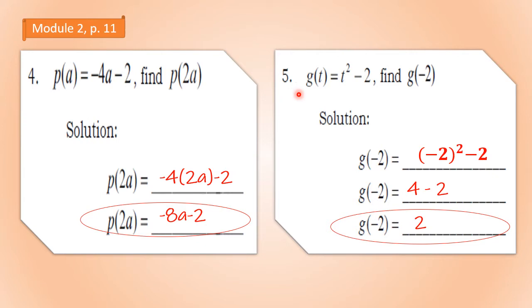Number 5. g of t is equal to t squared minus 2. Find g of negative 2. g of negative 2 is equal to, instead of t, we change t to negative 2. So negative 2 squared minus 2. Negative 2 squared is 4, minus 2. So 4 minus 2 is 2. So g of negative 2, final answer is 2.